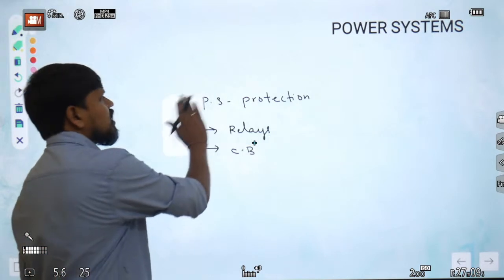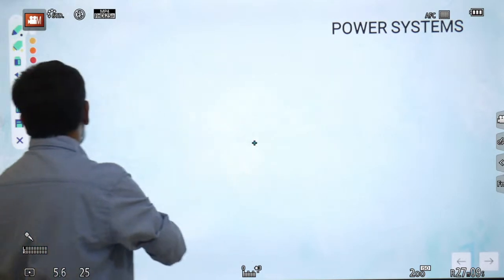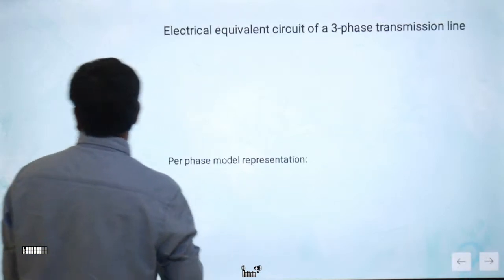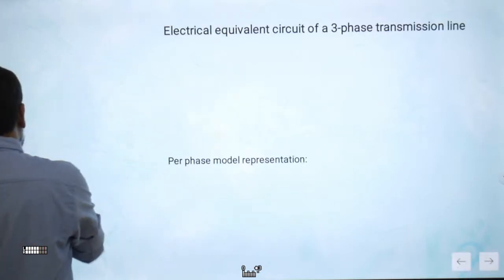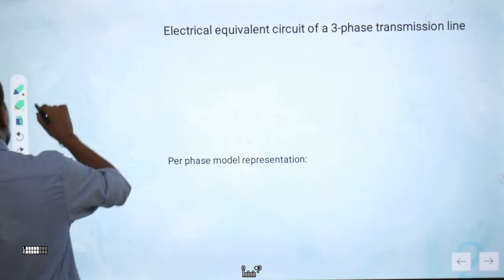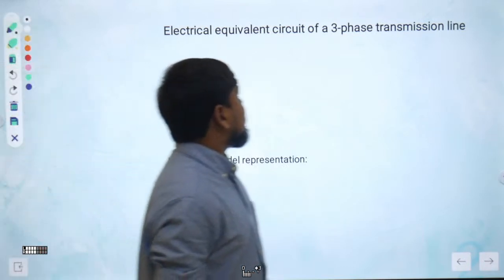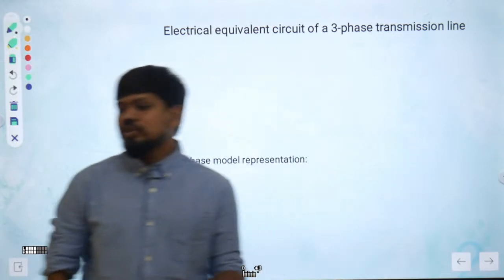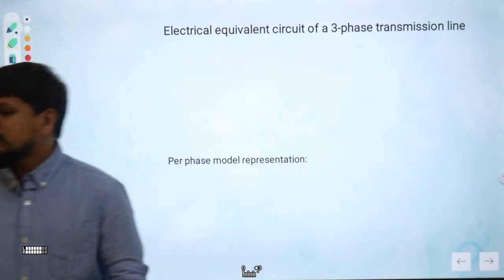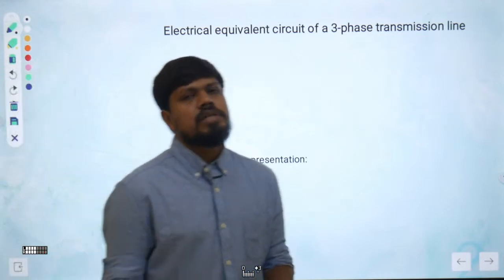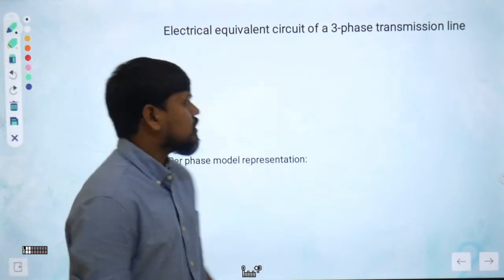But in this session, what I will discuss with you is the GMD and GMR calculations and the representation of our transmission line as per phase model. I will discuss all these things: the electrical equivalent circuit of a three phase transmission line, how to represent that.